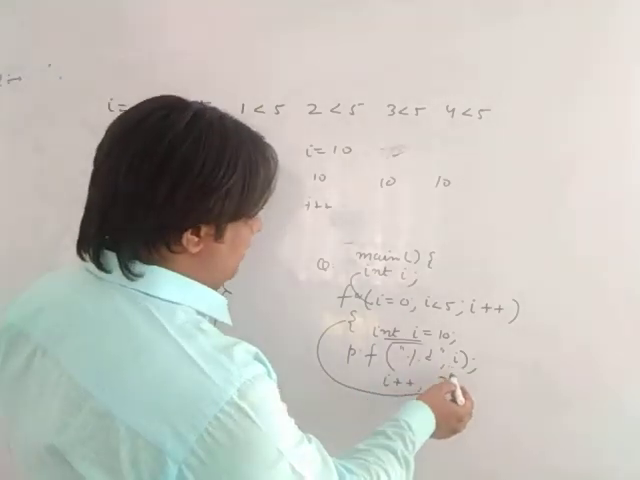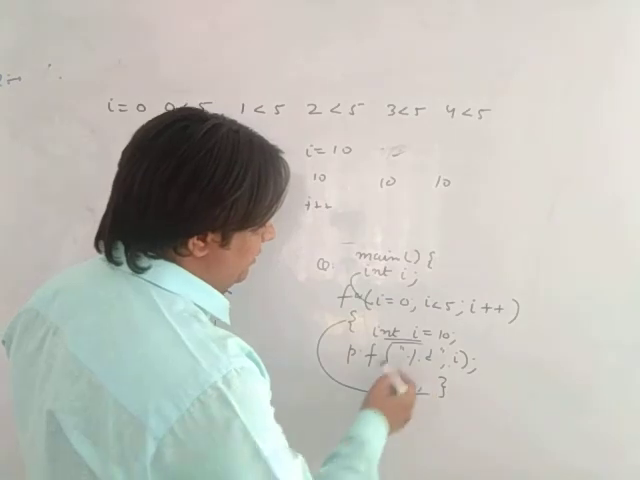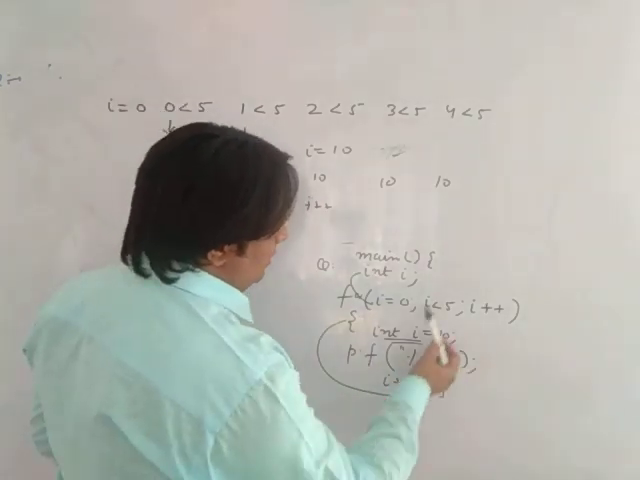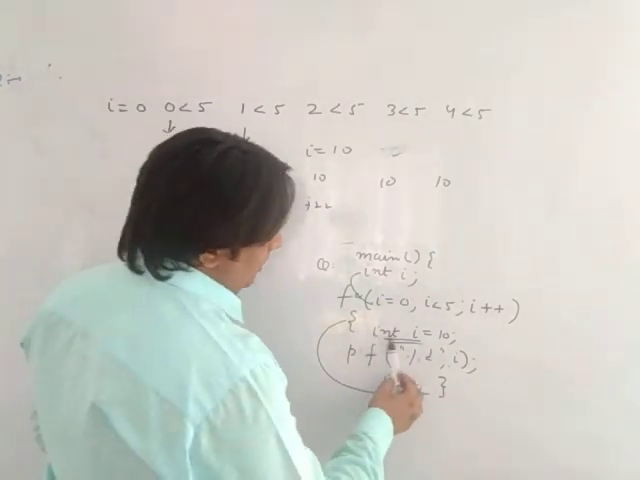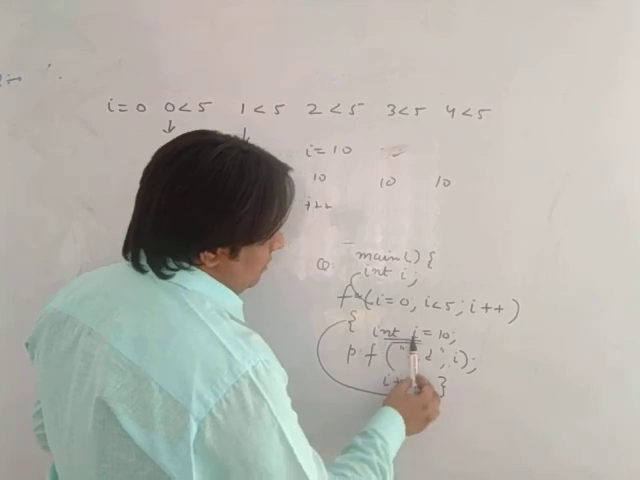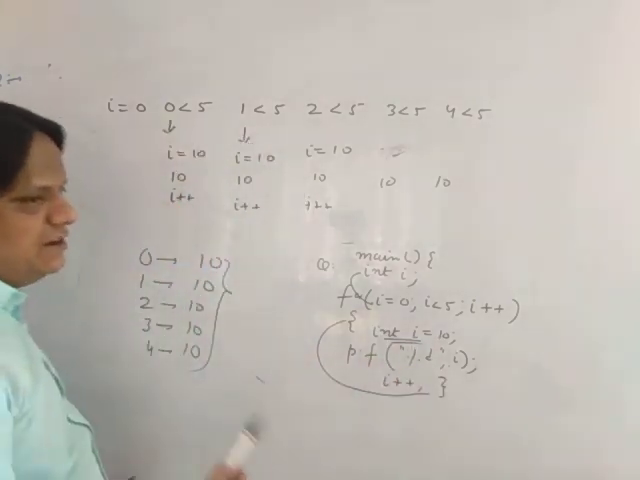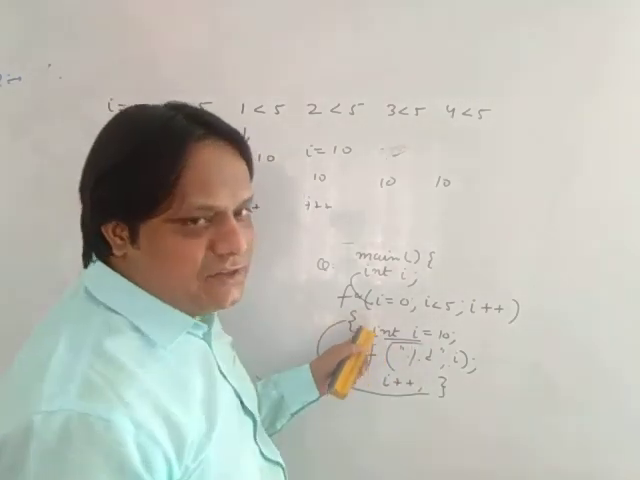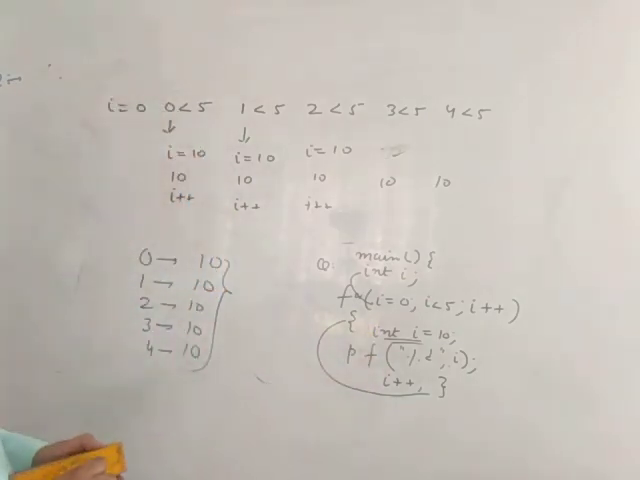Why not 11, 12, even though we are incrementing the value? Because jaise main loop ke andar dobara enter kar raha hu, here I am again changing the value of I with 10. So again initializing. This is not the static variable, this is auto variable, right? So it will print 5 times 10, right?